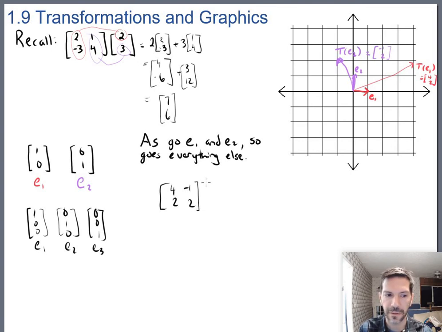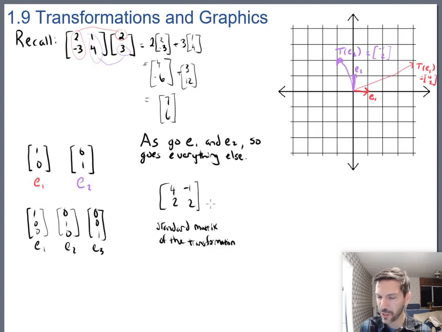And notice, this little matrix I wrote down was essentially the image of E1 and the image of E2. This, by the way, is what they call the standard matrix of the transformation, or the standard transformation matrix. So when your book asks for the standard transformation matrix, this is what they're talking about. But let's just check and make sure it works, because I kind of wrote it down and didn't prove it. So let's just at least verify it.